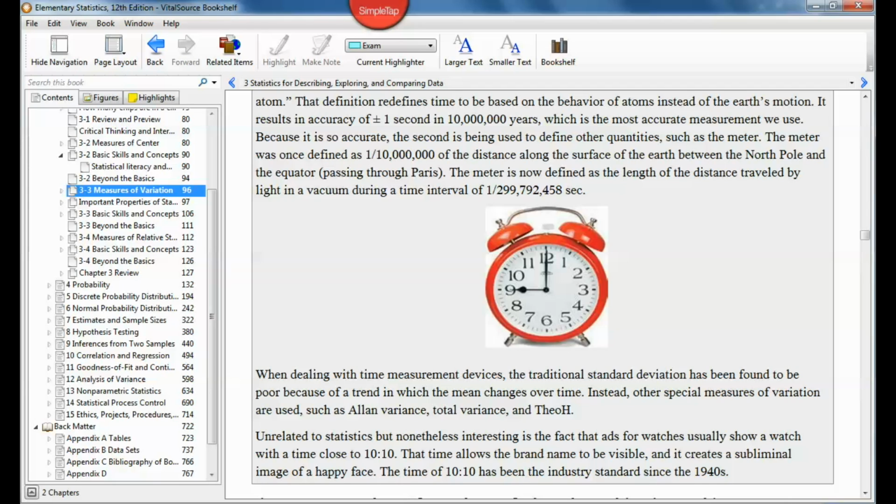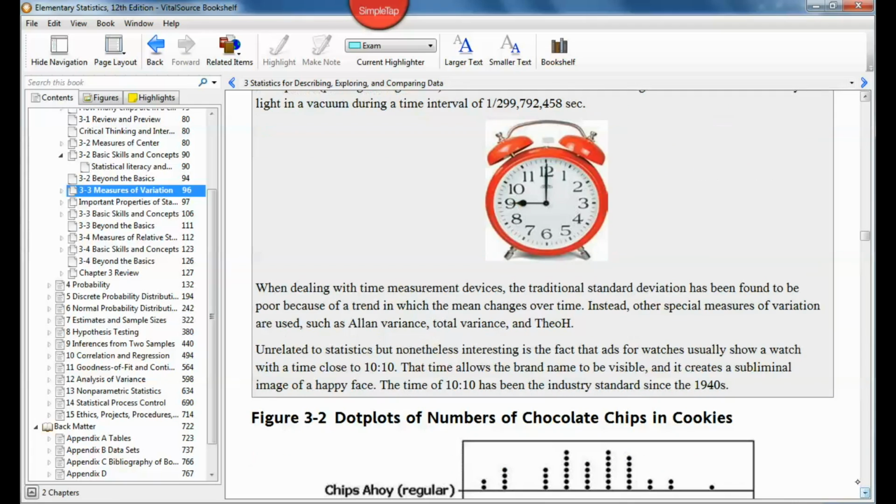Unrelated to statistics, but nonetheless interesting, is the fact that ads for watches usually show a watch with a time close to 10:10. That time allows the brand name to be visible, and it creates a subliminal image of a happy face. The time 10:10 has been the industry standard since the 1940s. Kind of interesting. Is that really related to statistics that much? No, but it's still very interesting.